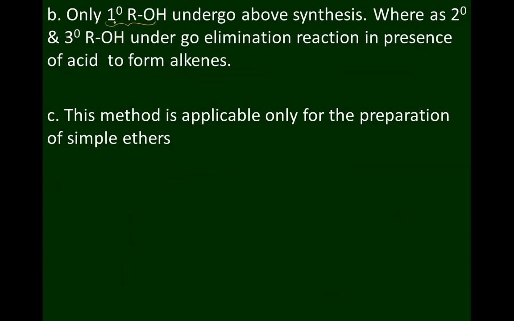This method is applicable only for primary alcohols, because only when primary alcohols are treated with concentrated sulfuric acid at a temperature of 413 Kelvin, they undergo dehydration reaction to form ethers. If secondary or tertiary alcohols are treated with the concentrated sulfuric acid, they undergo dehydration reaction to form alkenes, and that dehydration reaction is also called beta elimination reaction.